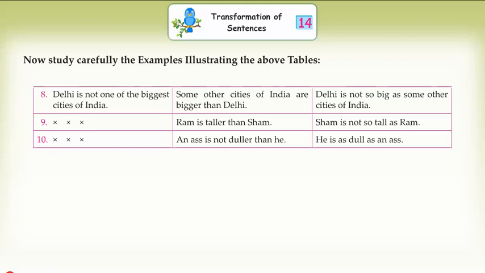9. Ram is taller than Sham. Sham is not so tall as Ram. 10. An ass is not duller than he. He is as dull as an ass.